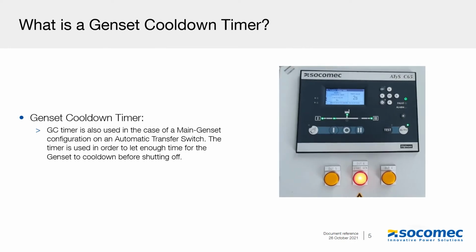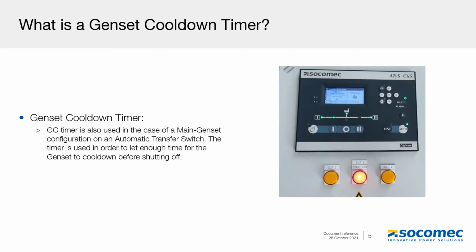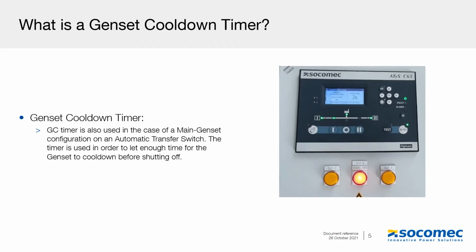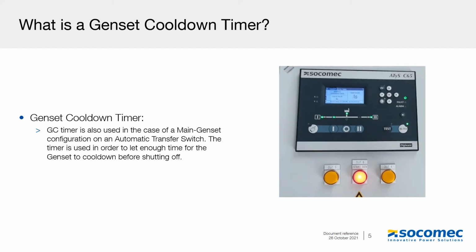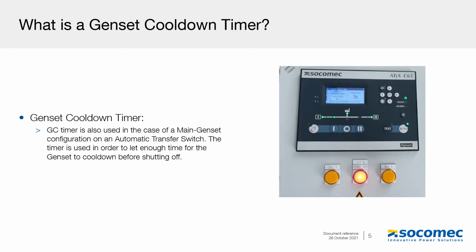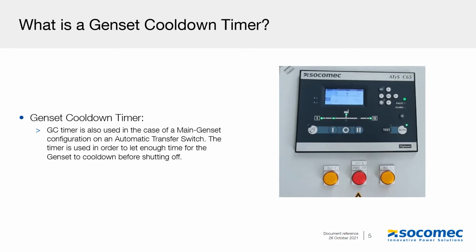The genset cooldown timer is also used in the case of a main genset configuration on an automatic transfer switch. After the ATSE has performed a retransfer operation, meaning it has transferred back to its priority power supply, the genset will continue working off load. The timer is used in order to let enough time for the genset to cool down before shutting off.